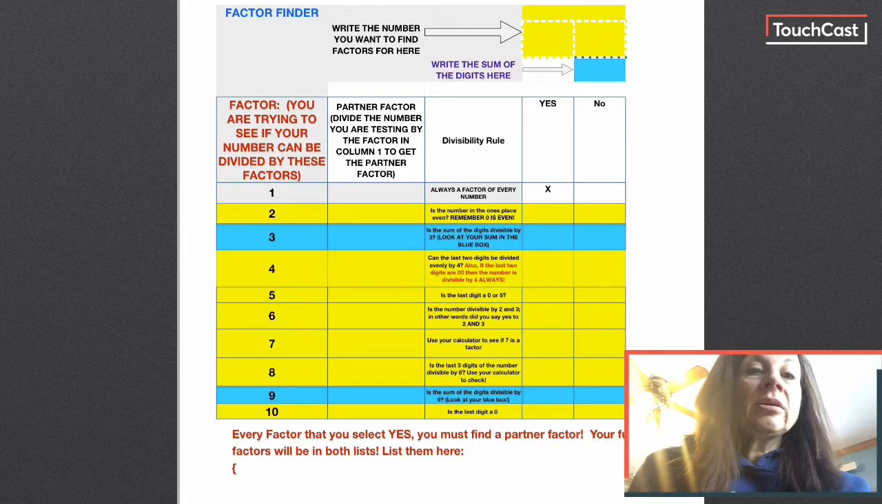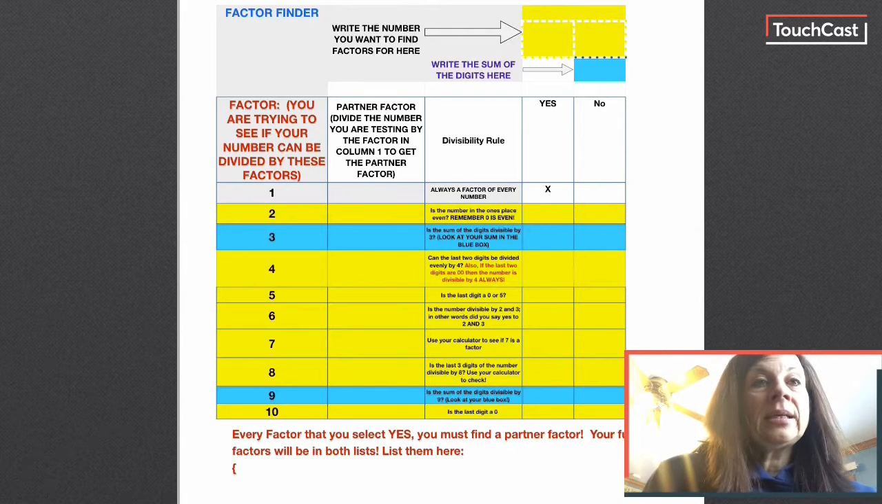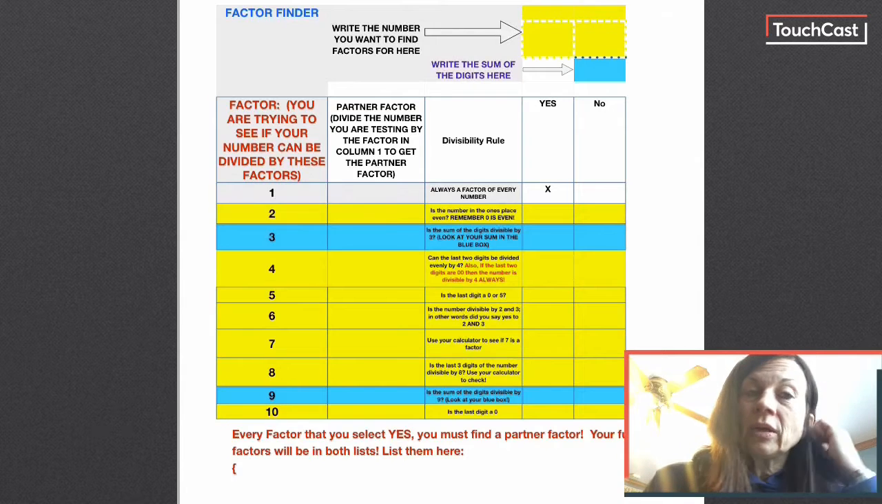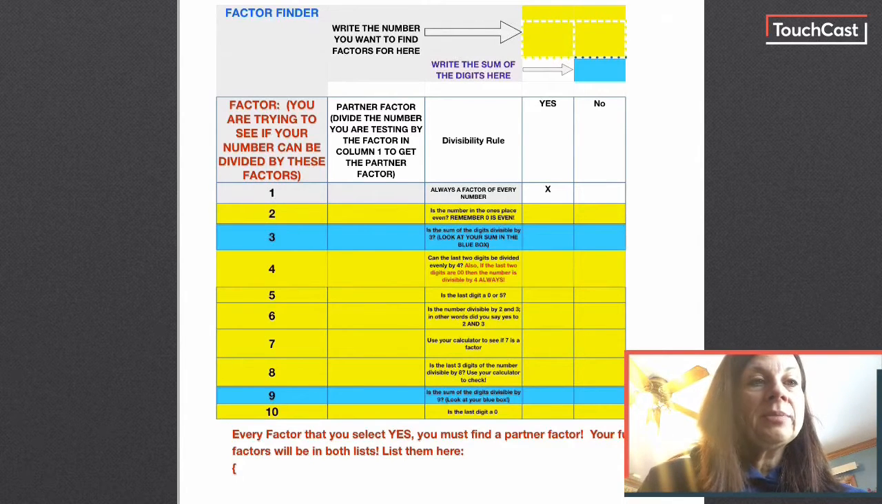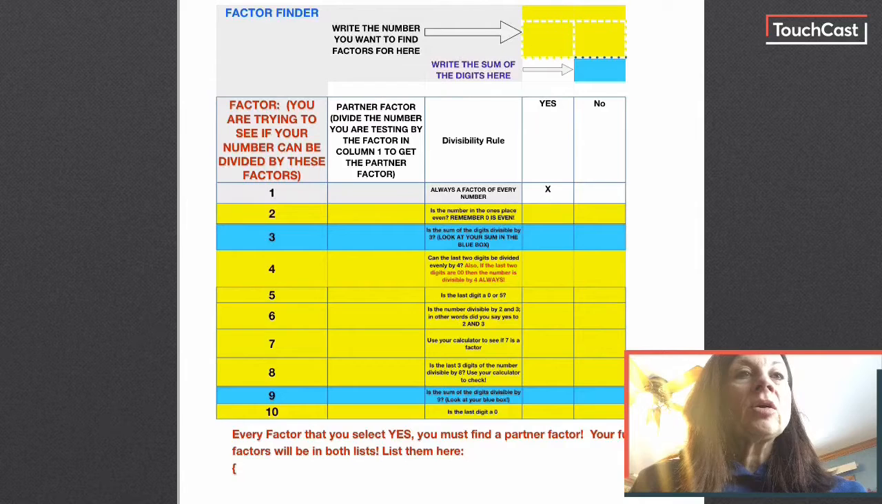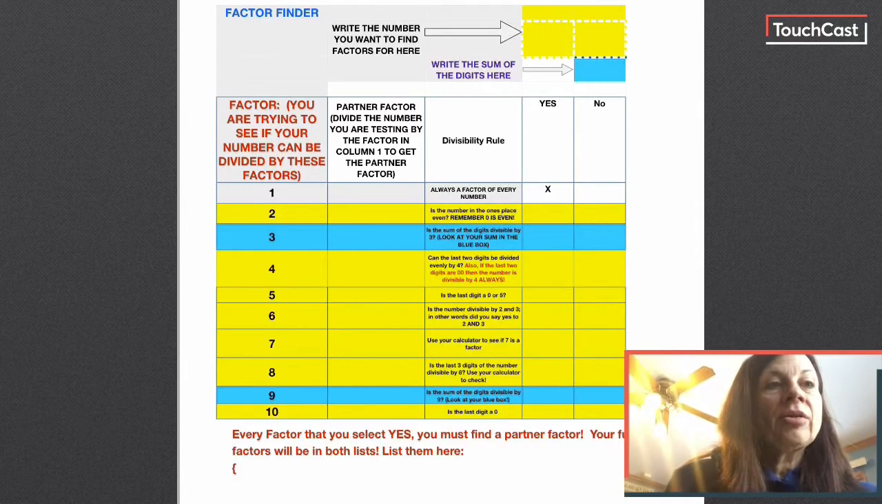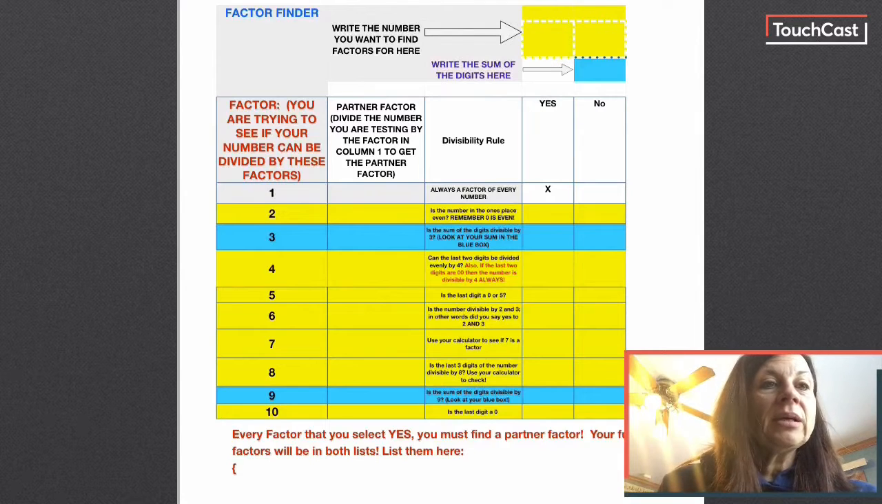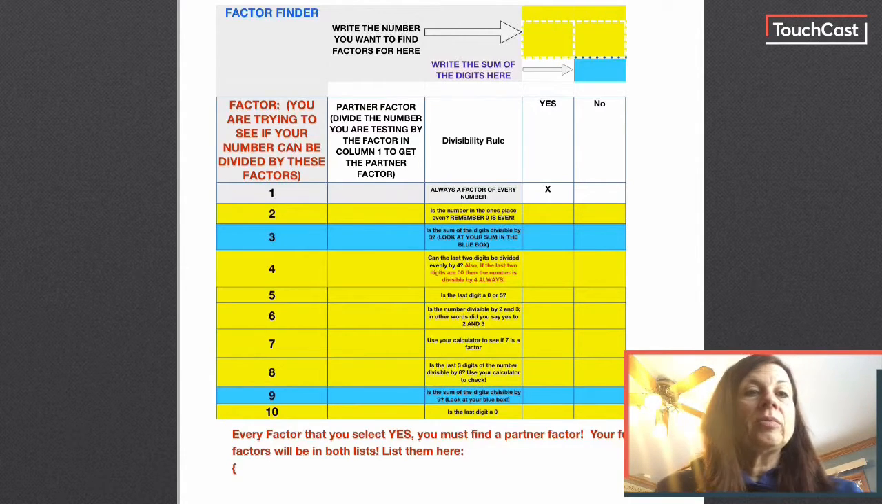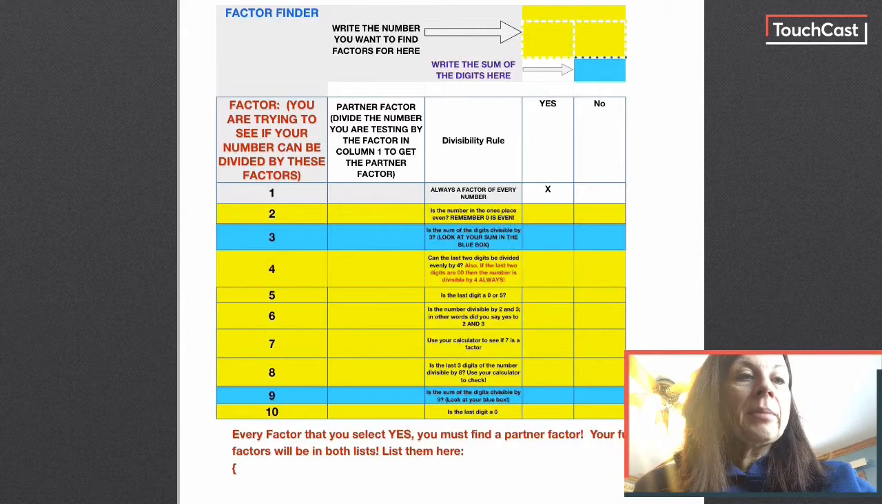What we're trying to do here is take any number and see what numbers will divide into that number evenly without doing long division. We will just be using these rules. So we created this great tool. It's called the factor finder. It is color-coded to help you, and all you need to be able to do is read the rules and you will be successful.